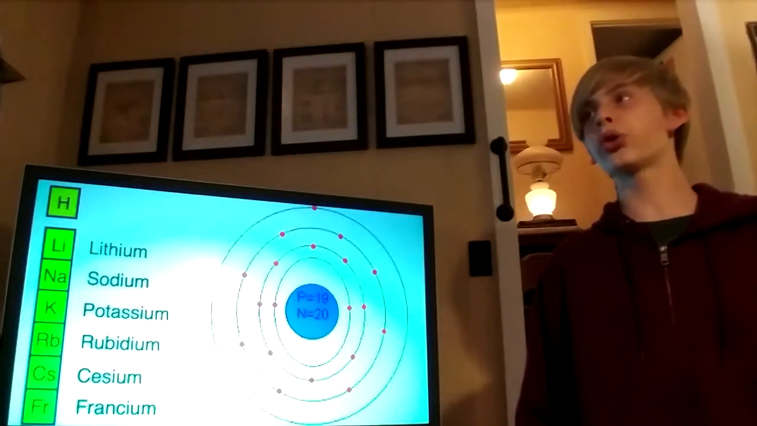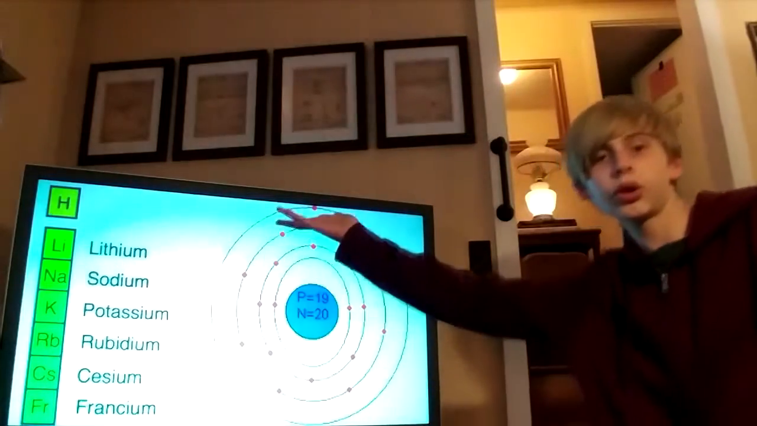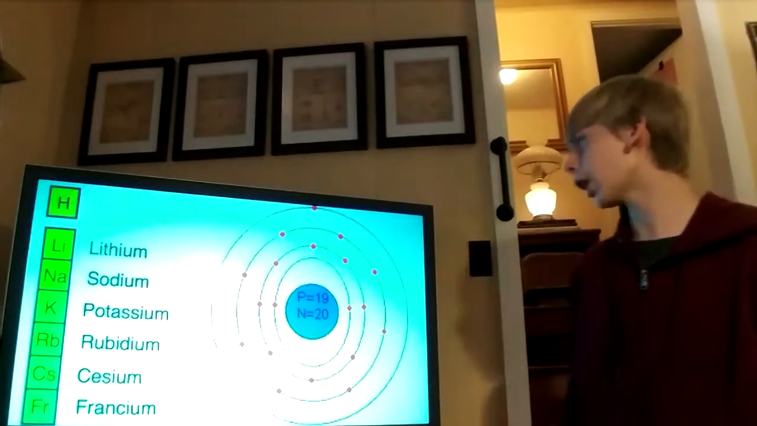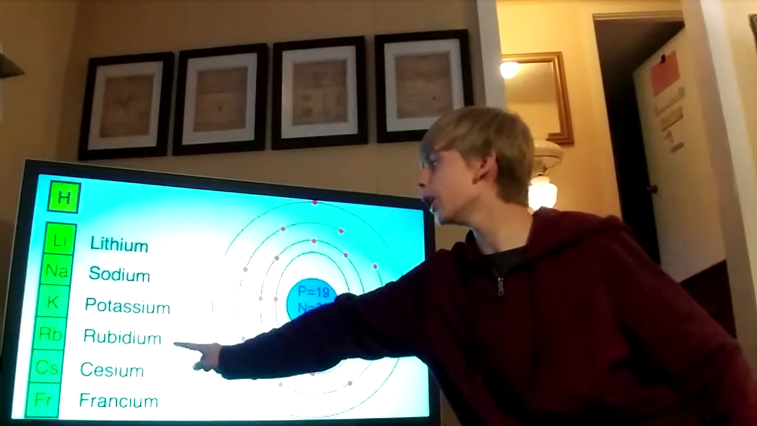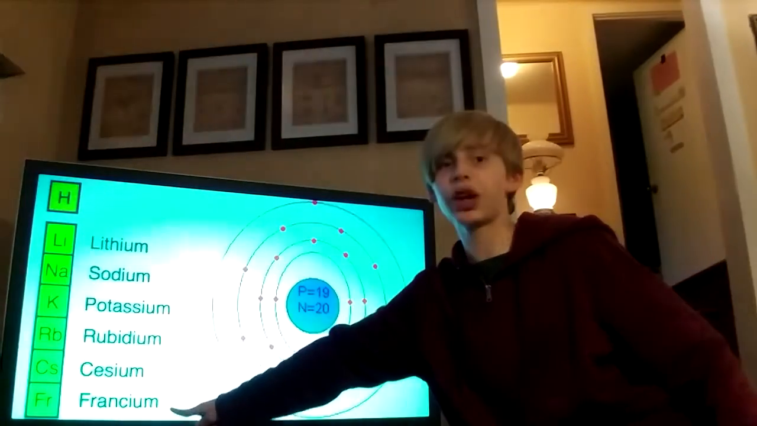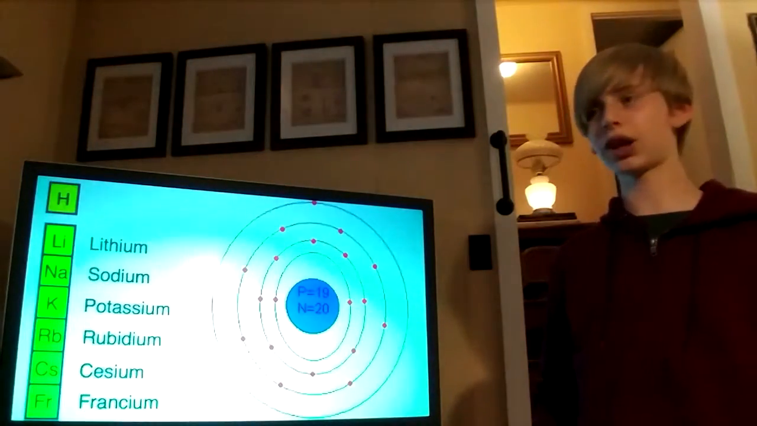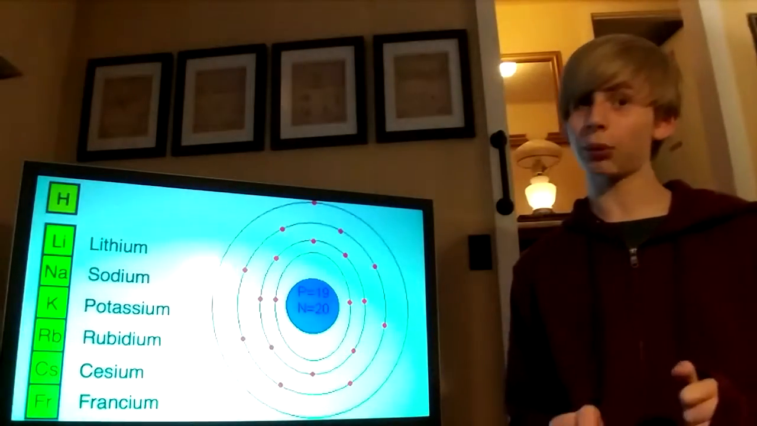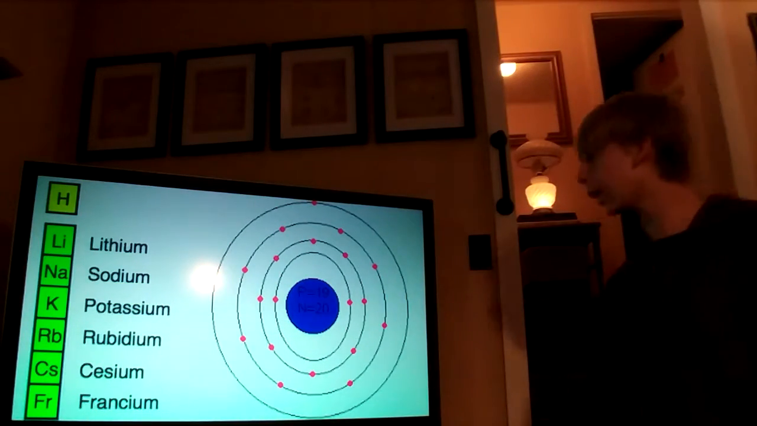For instance, to show that elements in a column have similar properties, I have here the elements lithium, sodium, potassium, rubidium, cesium, and francium. These 6 elements, I can't really count today, these 6 elements, they all have 1 electron in the outer shell.